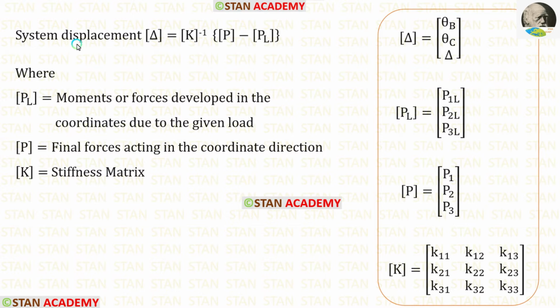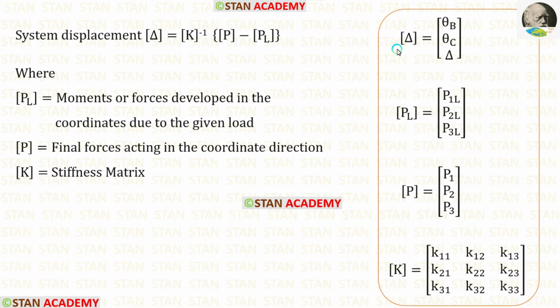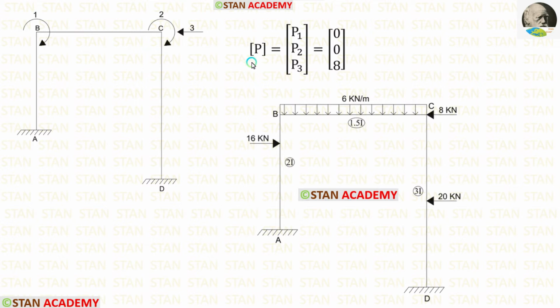Let us see the formula to find the displacements. Delta matrix is equal to K matrix inverse into P matrix minus PL matrix. Inside the delta matrix, we will have theta B, theta C, and the sway delta. In this formula, now let us find the P matrix. Let us see how to find the P matrix.